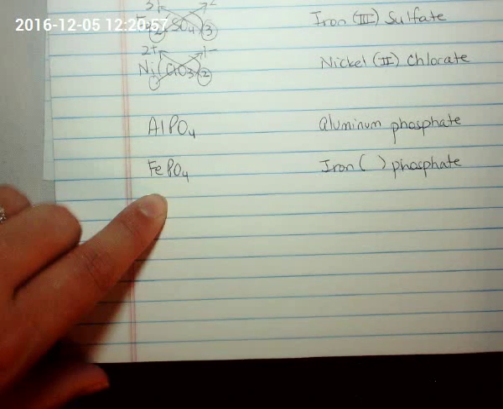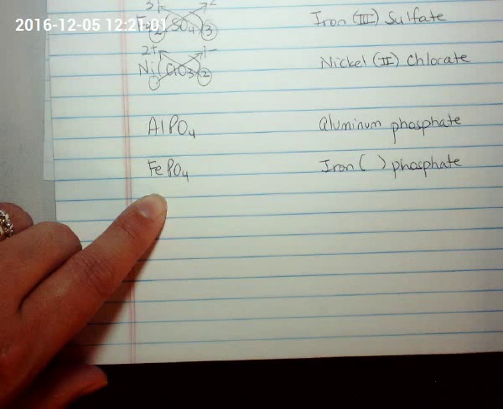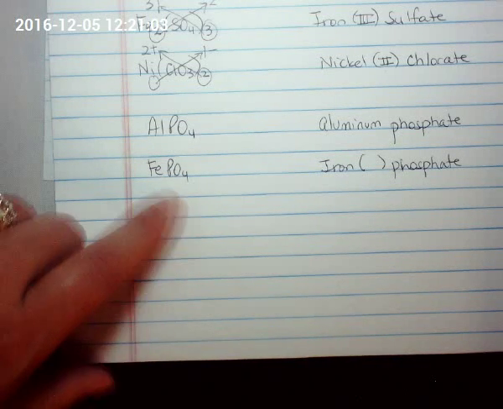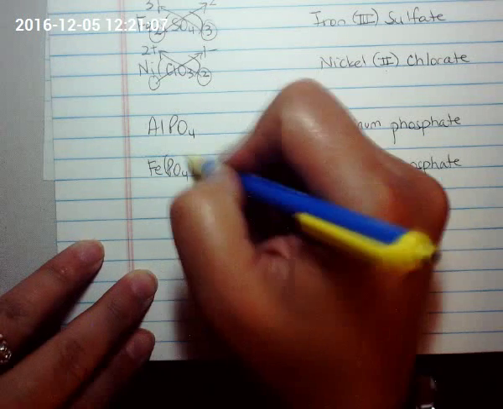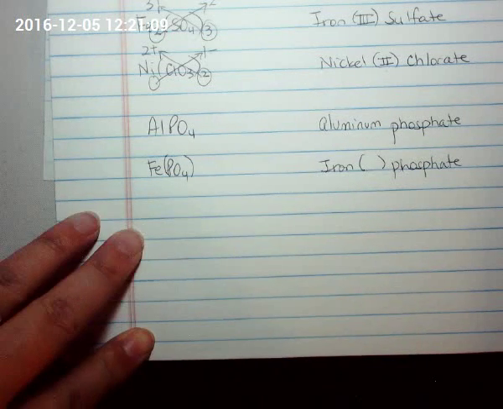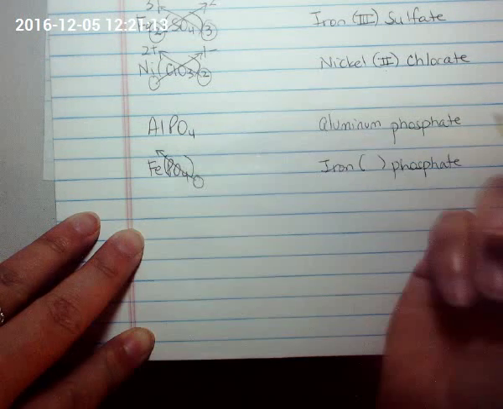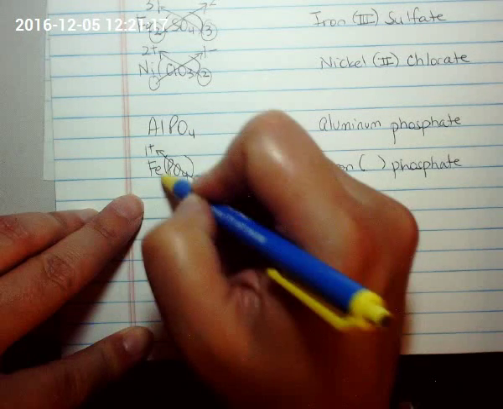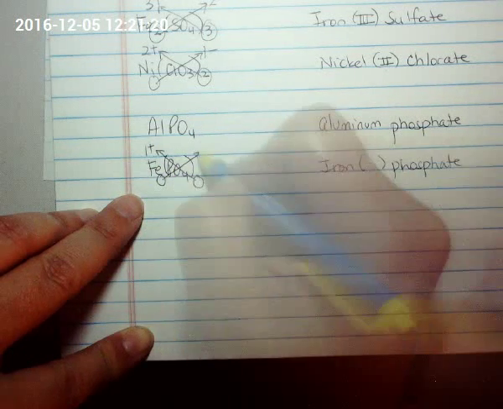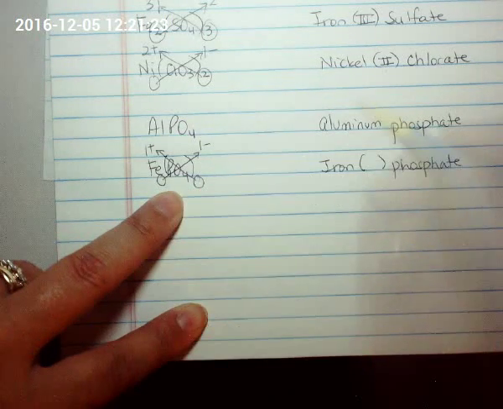Okay, maybe it would help. Remember when we were doing the crisscross, I told you to put parentheses around the polyatomic? Maybe it would help us to put parentheses around these before we undo the crisscross. So let me put a parenthesis around the phosphate. If I undo the crisscross, so the number outside becomes the charge for the iron, what would that be? 1 plus. And the number behind the iron becomes the charge on the phosphate, what would that be? 1 minus.